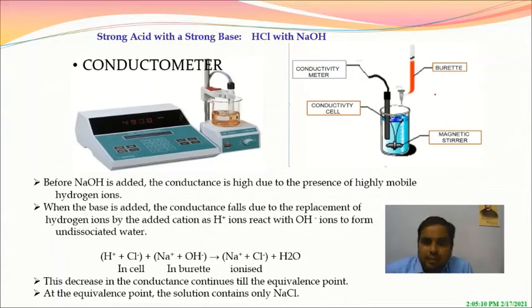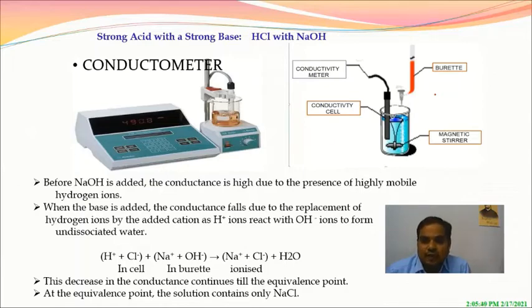Now let us go to the experimental part. Before sodium hydroxide is added, the conductance is high due to the presence of highly mobile hydrogen ions. The base is taken in the burette. When the base is added, the conductance falls due to replacement of hydrogen ions by the added cation, as H+ ions react with OH- ions to form undissociated water. The decrease in the conductance continues up to which point?